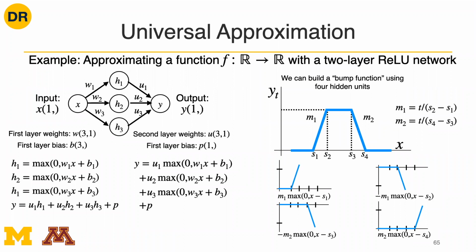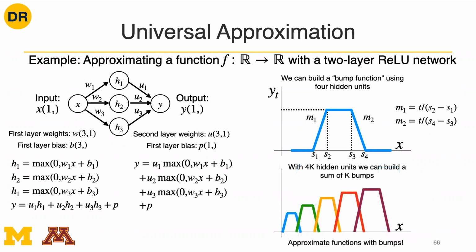Now imagine you have some arbitrary function and you can use many hidden units. You can approximate many different bump functions. For instance, let's say you have 4K hidden units. If we are able to approximate this with 4 hidden units, you can approximate K bumps using 4K hidden units, right? Makes sense? Now these bumps are basically approximating a different function altogether. So that's where we're alluding towards universal approximation using neural networks.